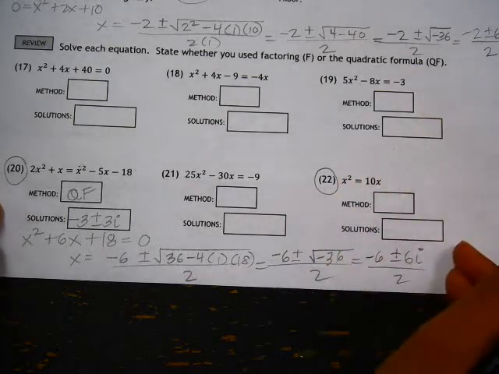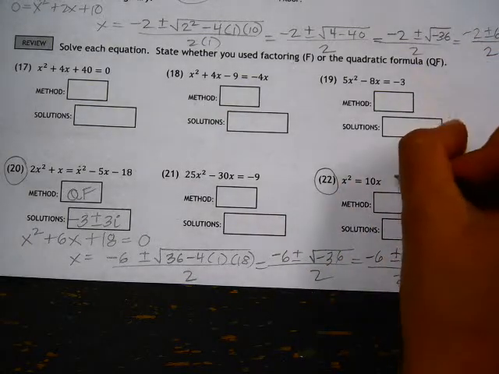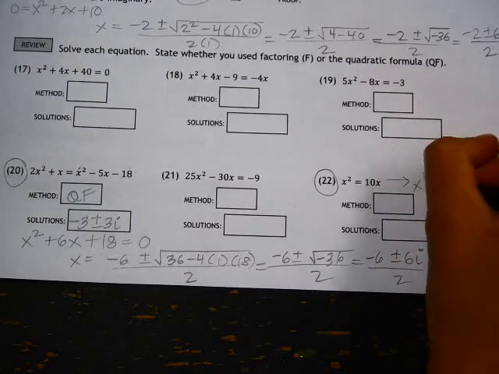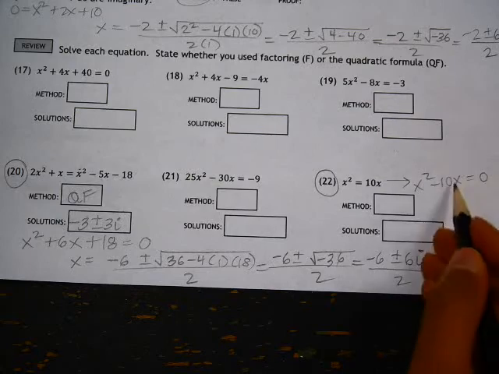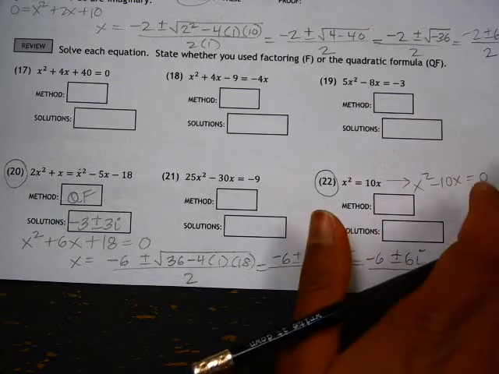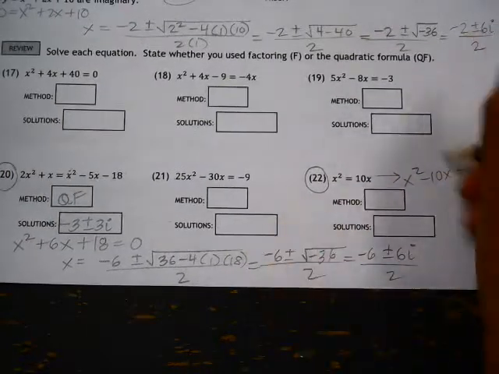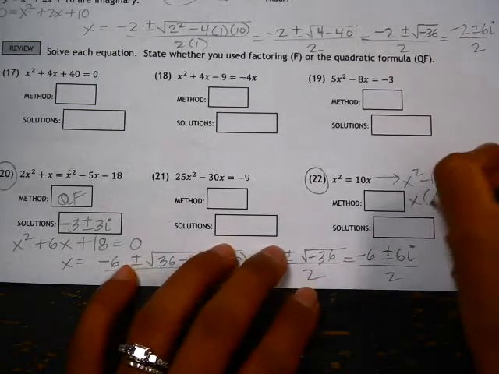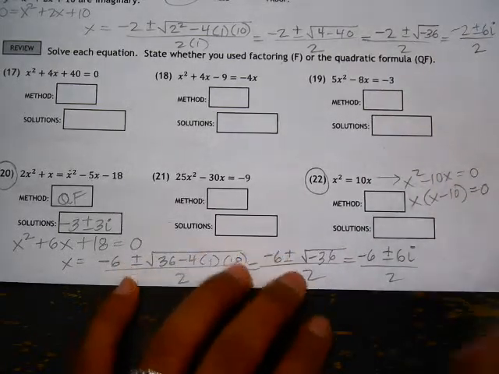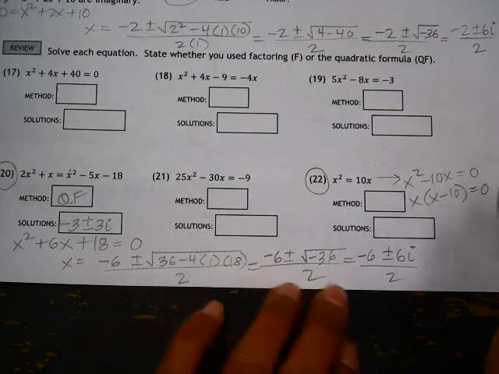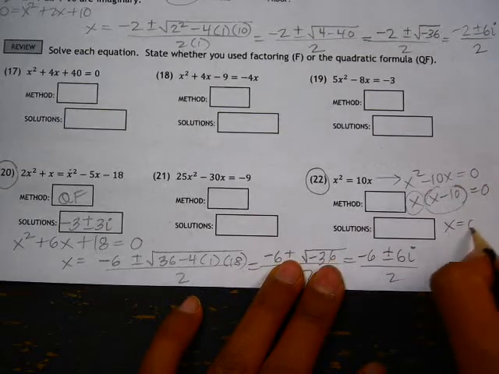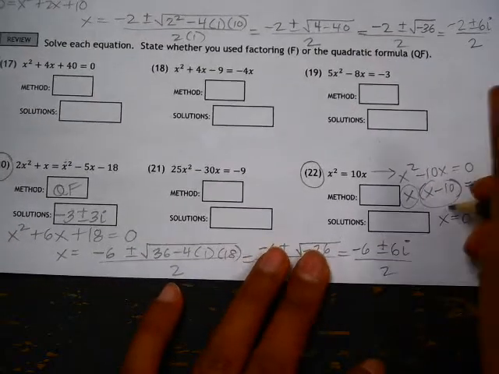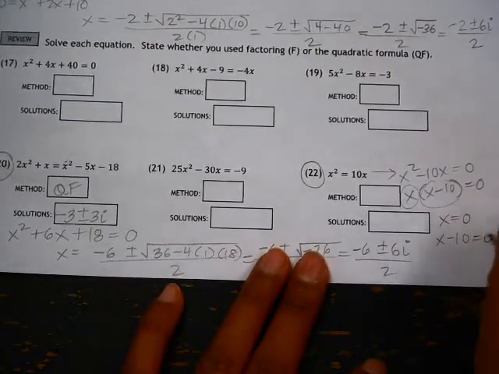We have a quadratic equation. I'm going to set it equal to 0 by moving the 10x over. When you look at this, if you're thinking about factoring, you may notice there are only 2 terms and there is a GCF of x. So if we take the x out, you get x times x minus 10 equals 0. Each of these factors gets set equal to 0 because of the zero product property. So x equals 0 or x minus 10 equals 0.